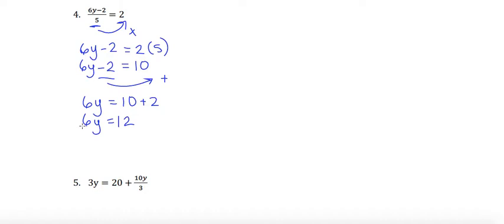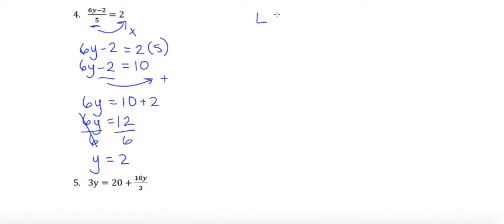And then we're going to do the opposite of multiplying to isolate the y. So I'm going to divide both sides by 6. You might see it written like this, so that our 6's are eliminated from the left-hand side. 6 divided by 6 gives us 1y, and 12 divided by 6 gives us 2.